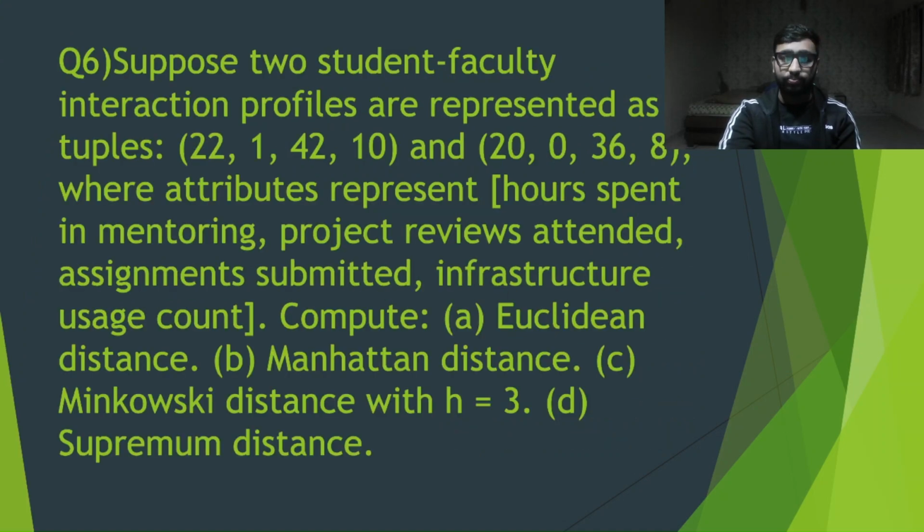So let's start. The question for today is, suppose two student faculty interaction profiles are represented as tuples 22, 1, 42, 10 and 20, 0, 36, 8, where attributes represent hours spent in mentoring, project reviews attended, assignments submitted, infrastructure usage count. We have to compute Euclidean distance, Manhattan distance, Minkowski distance for h equals 3, and Supremum distance. So let's solve this question.